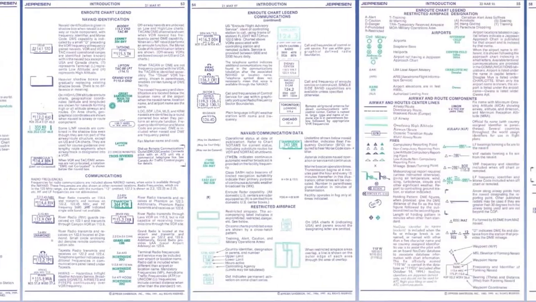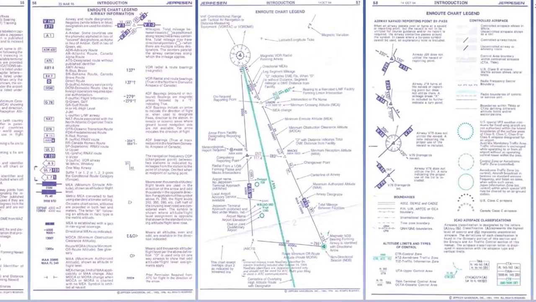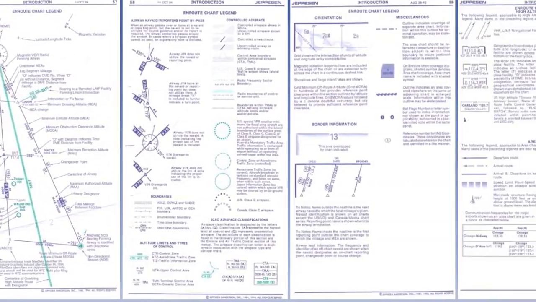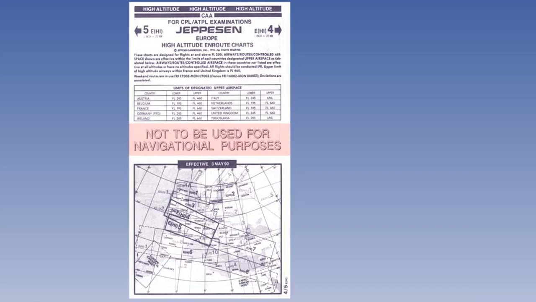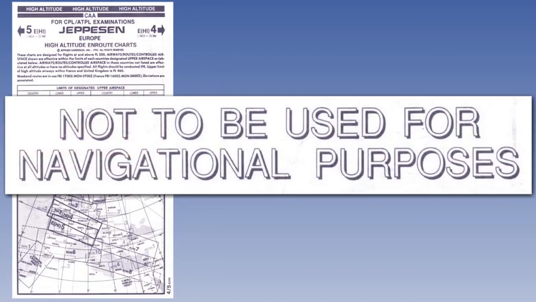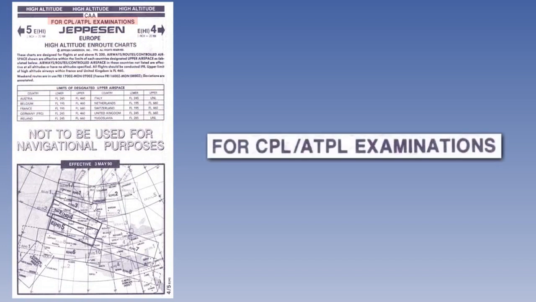Once you are satisfied that you can recognize and memorize these symbols and those from the previous lesson, take out chart E-High 4 from the manual. Be careful, there are two of these charts. We are interested in the one with "not to be used for navigational purposes" splashed over the front, as this is the one to be used for the CPL and ATPL examinations.